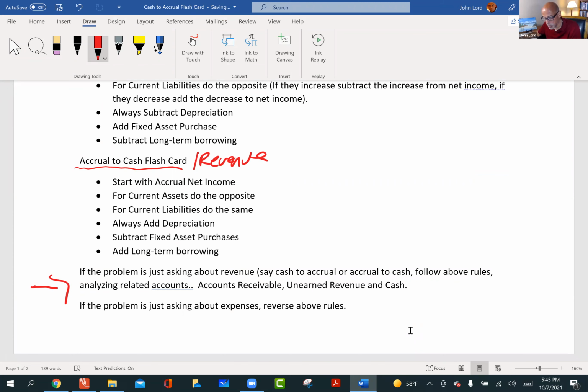Okay, so if you look at this, start with accrual net income. For current assets, it's the mirror image of what we were doing from cash to accrual. That should not surprise you. For current assets, do the opposite. For current liabilities, do the same. Always add depreciation, subtract fixed asset purchase, and add long-term borrowings if you're going from accrual to cash. So it's the mirror image of what we did a minute ago. With that, let's look at that question in the book that we were just working on.